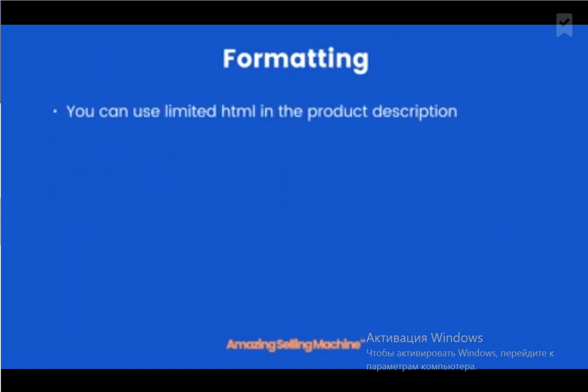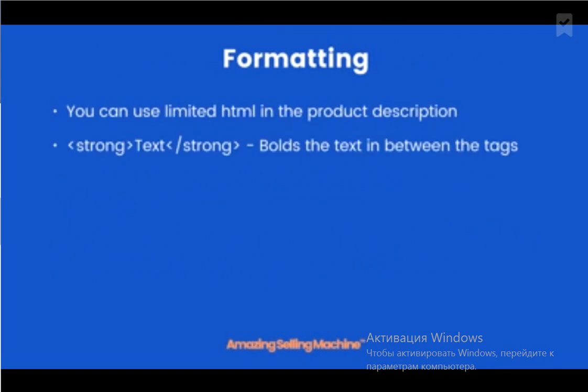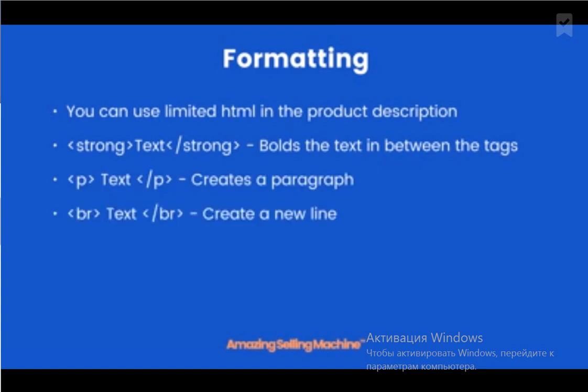Formatting. You can use limited HTML in the product description. Firstly, the strong tags, you can see them here, and don't worry, I'm going to show you this in an example. Basically, the open strong tag and the closed strong tag bolds the text in between the tags. And the open P and closed P create a paragraph. The open BR and closed BR tag creates a new line.